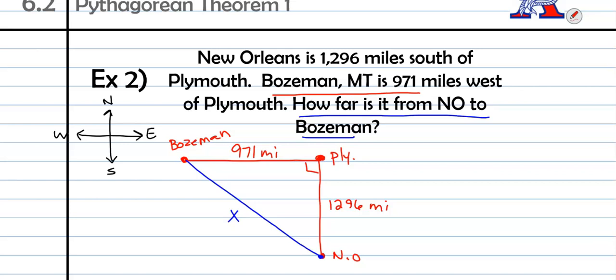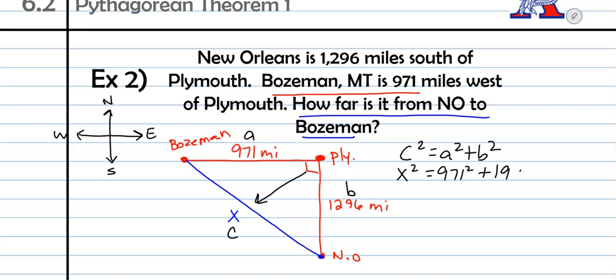So we can use Pythagorean theorem to find it. So we're going to end up with some really big numbers, but that's okay. Let's go ahead and label our sides. Across from the right angle is our hypotenuse. So that's our c. We can call that guy a and that guy b. So c squared equals a squared plus b squared. x squared equals 971 squared plus 1296 squared.